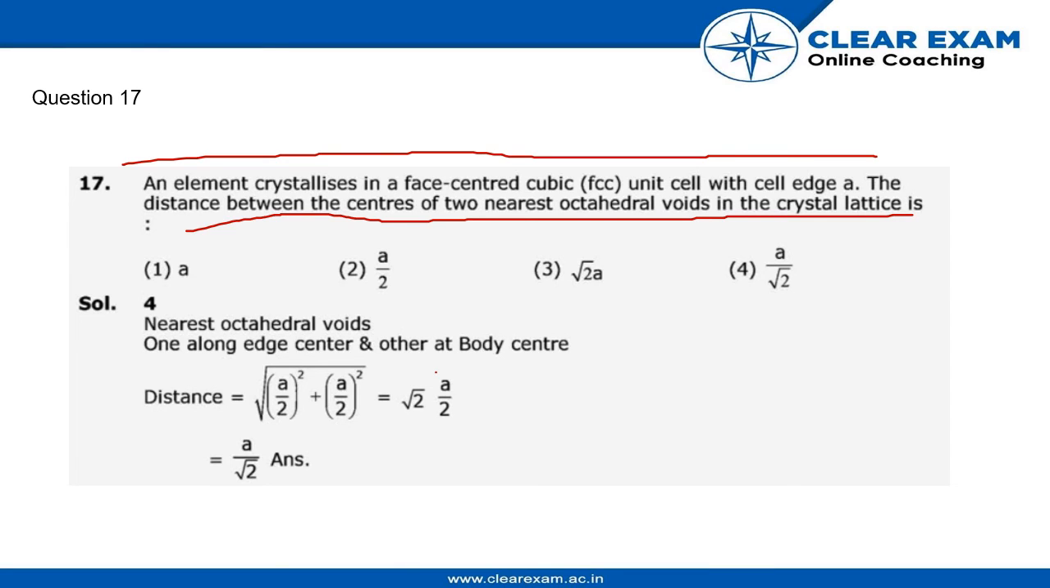Using Pythagoras theorem to find the distance, the distance will be under root (A by 2) whole square plus (A by 2) whole square. So by solving this we get A by root 2. So this will be the answer, option number 4. Thank you.